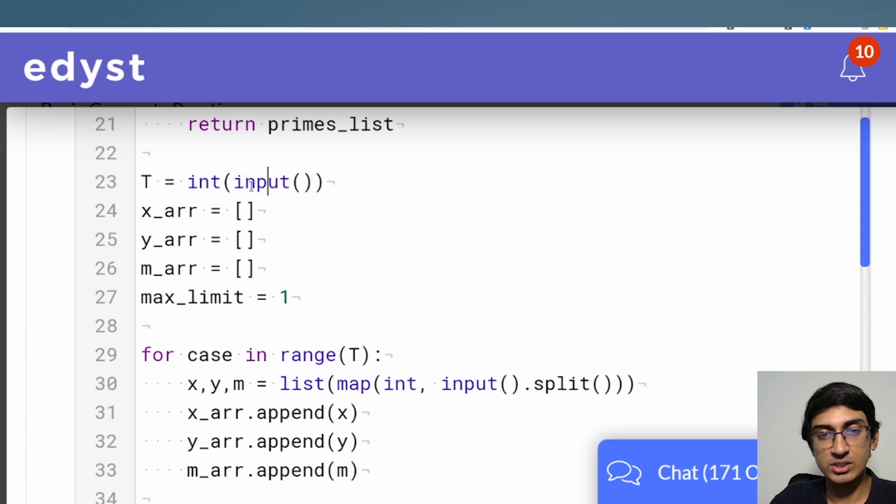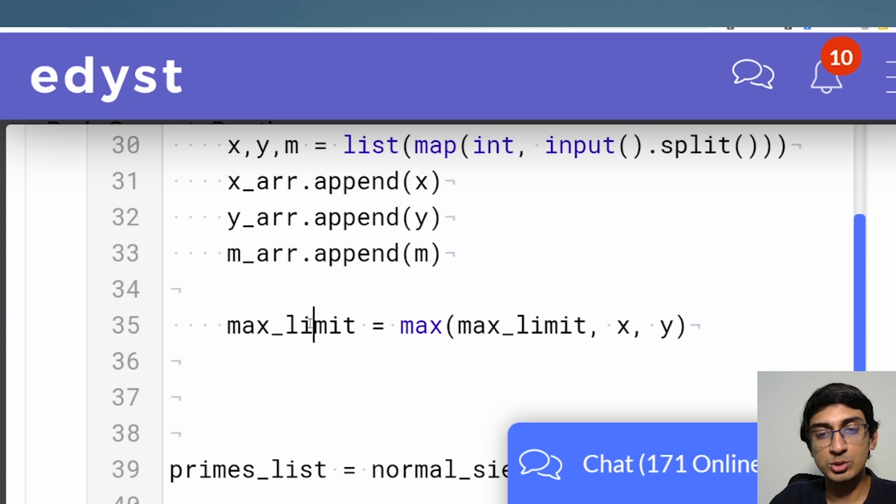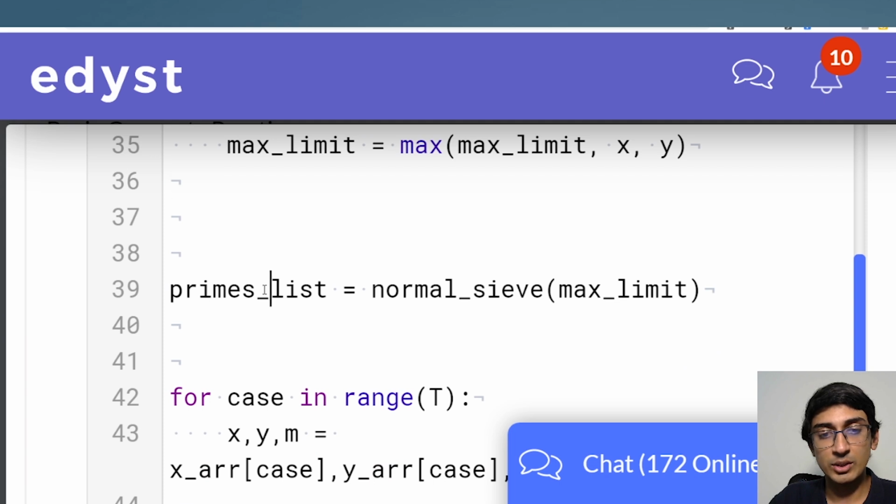So your test case, this is the input. I will store all of the x, the y, and the m in an x array, a y array and an m array. As soon as I get the input, I add it to the x array, the y array, and the m array. And at this point also, I'm storing the max limit, that is, the maximum x or y that I have got so far, because it's up till that maximum limit that I'm going to calculate my prime numbers. After doing that, I calculate all of the prime numbers up until that maximum limit.